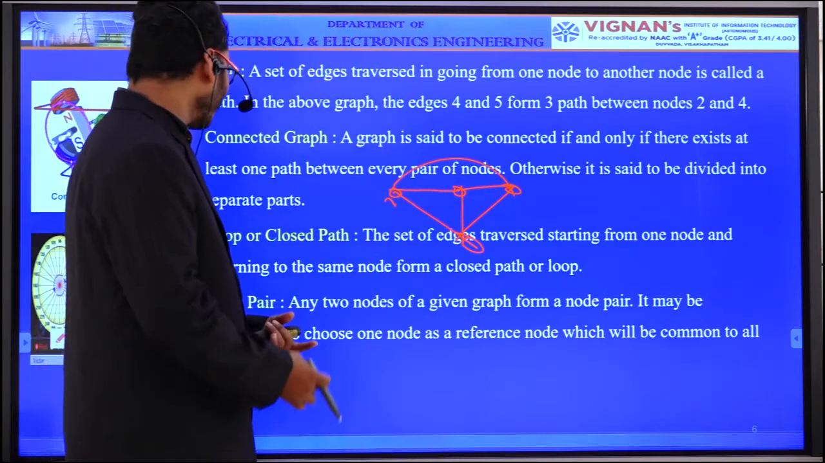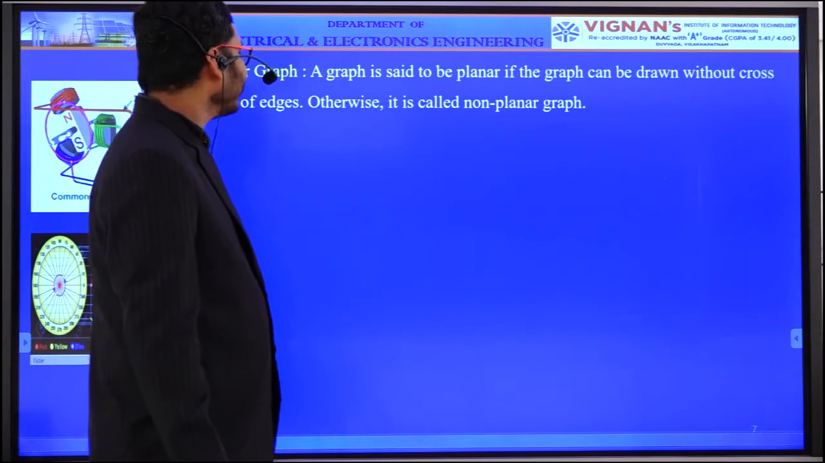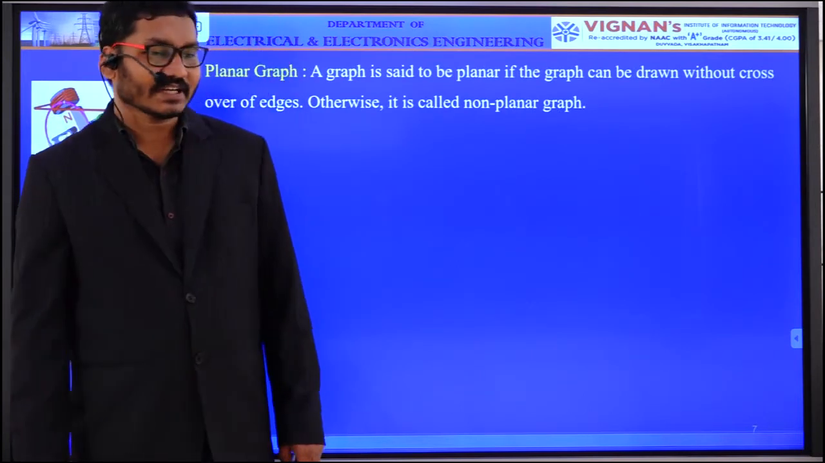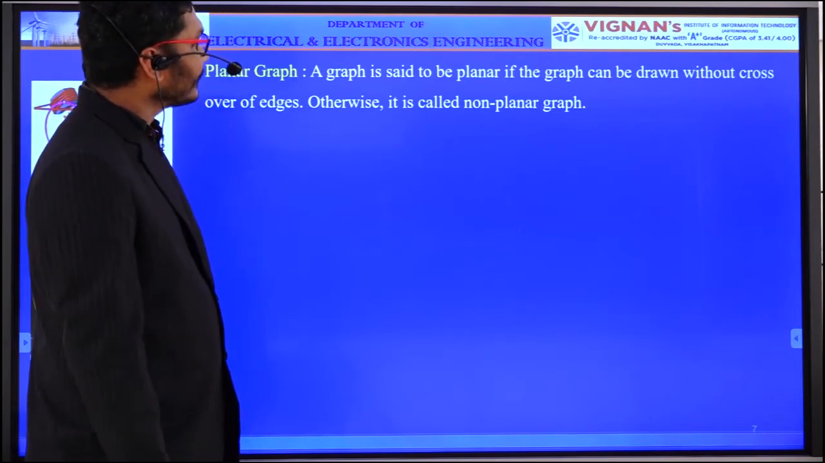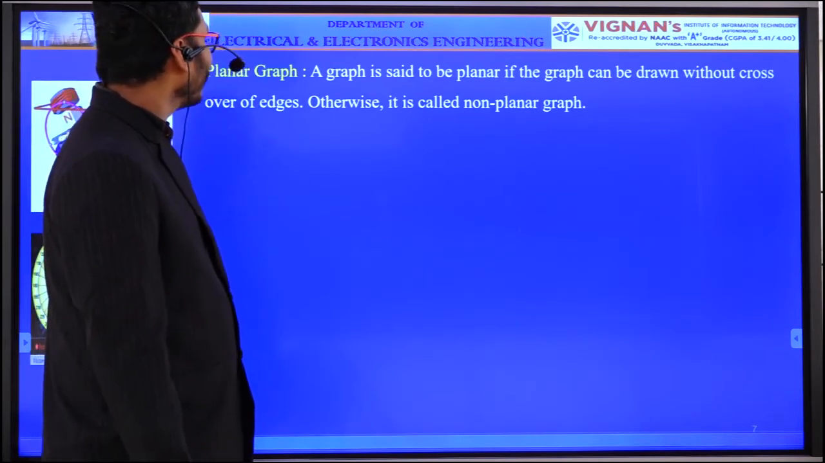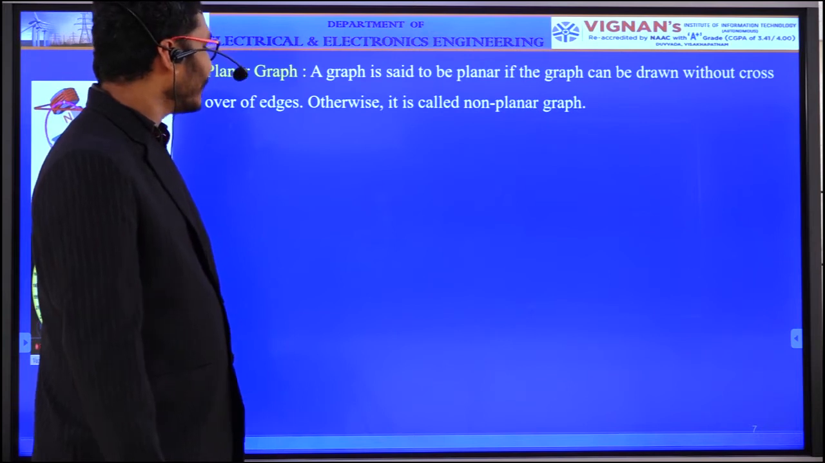Okay, we'll call the node pair. Next one is planar graphs. Planar graphs and non-planar graphs. A graph is said to be planar if the graph can be drawn without crossover edges. Otherwise, it is called a non-planar graph.